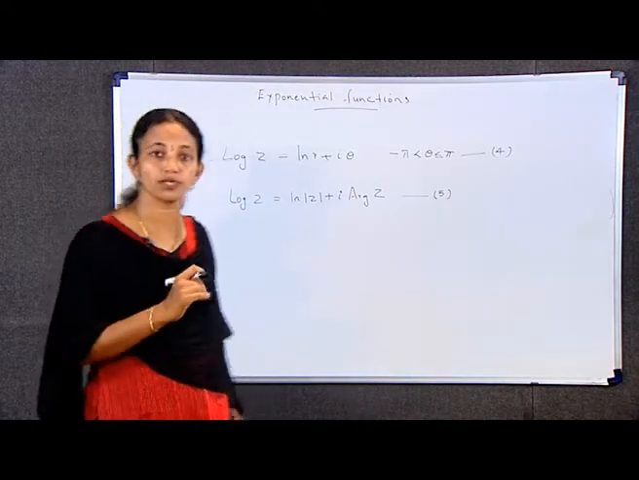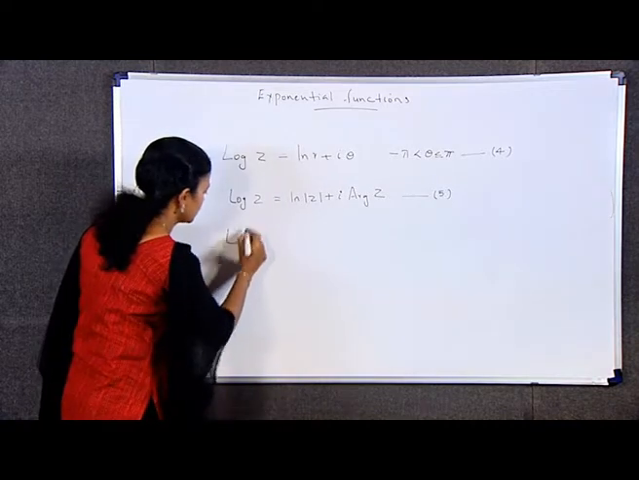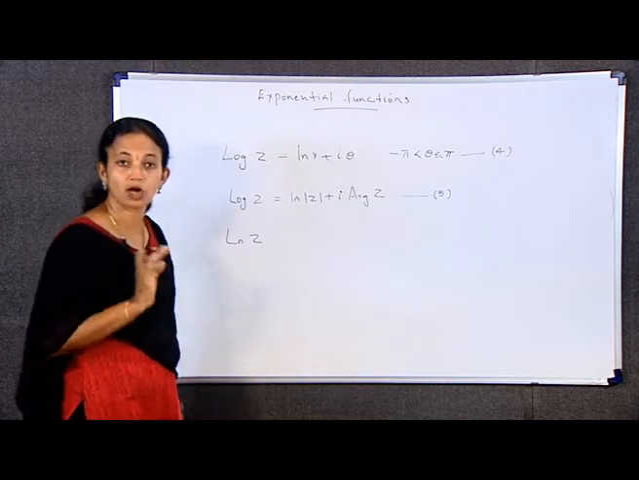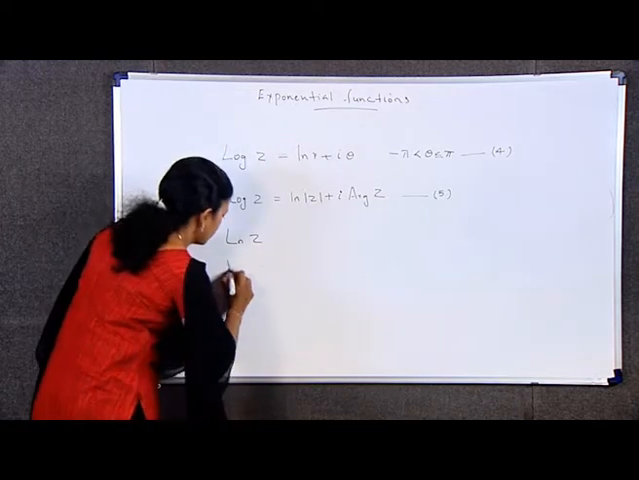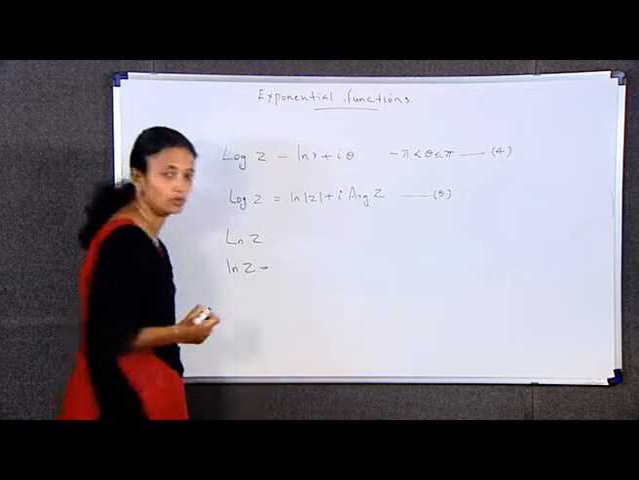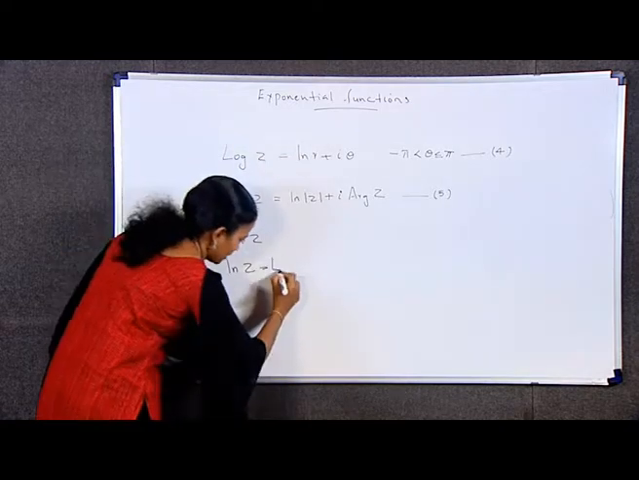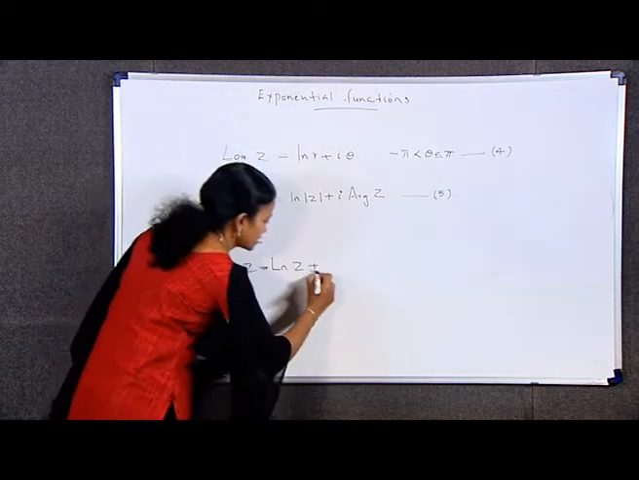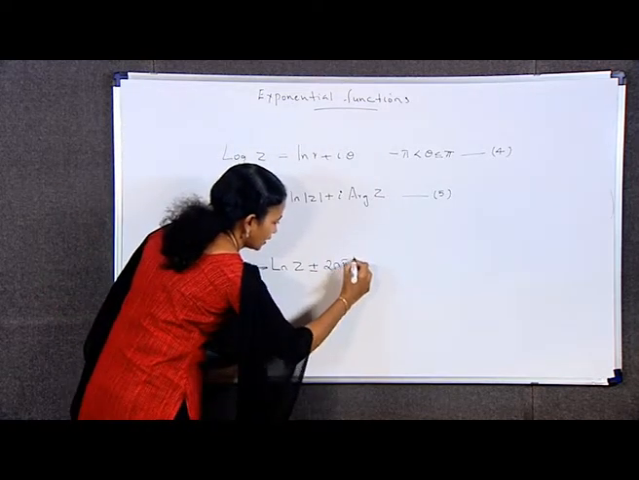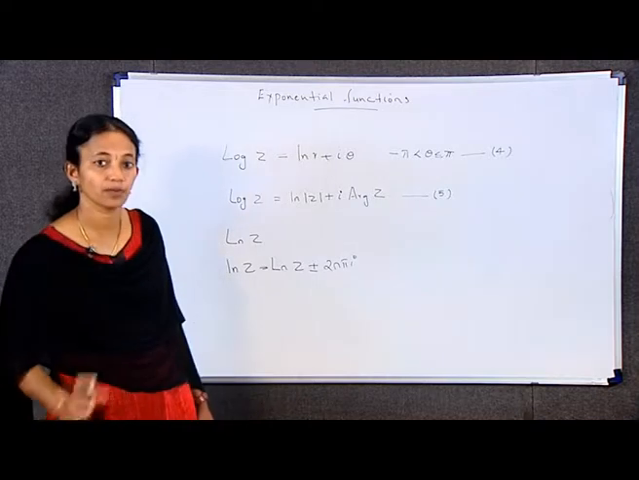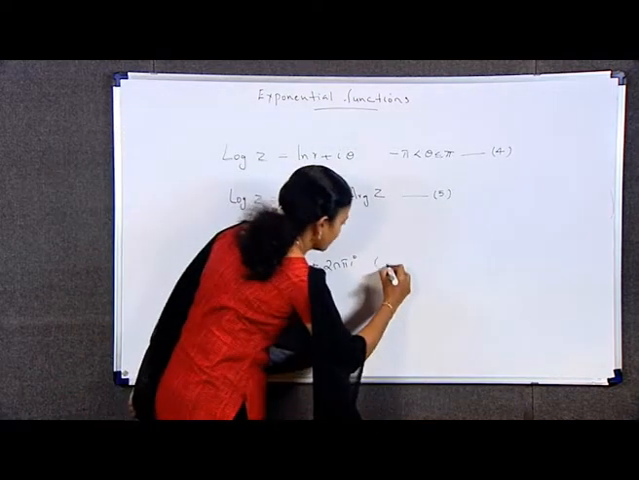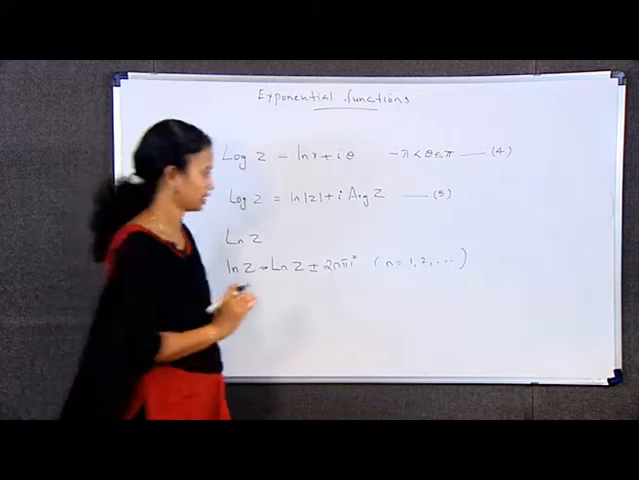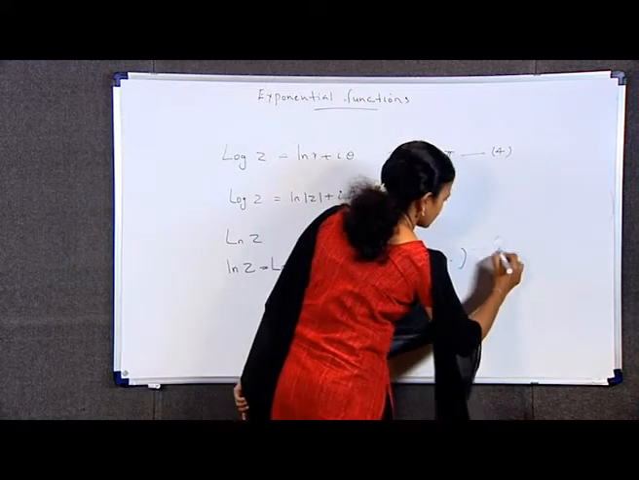Log z is also denoted by what? We can also denote it by this capital Ln z. This Ln z is equal to capital Ln z plus or minus 2n pi i, where n varies from 1, 2, 3, etc. up to infinity. Mark it as equation number 6.